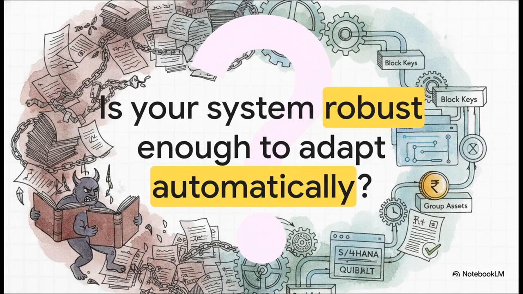I'm going to leave you with this final, somewhat provocative thought. As tax regulations inevitably evolve, is your system's foundation robust enough to adapt automatically? Or will you be left manually reconciling those pesky timing differences? By fully leveraging S/4HANA's localization tools, from block keys to specialized group assets, you can transform a chaotic dual-ledger nightmare into a streamlined, automated corporate taxation process.